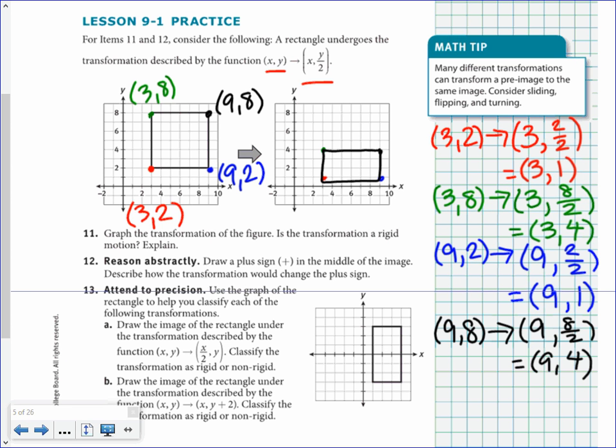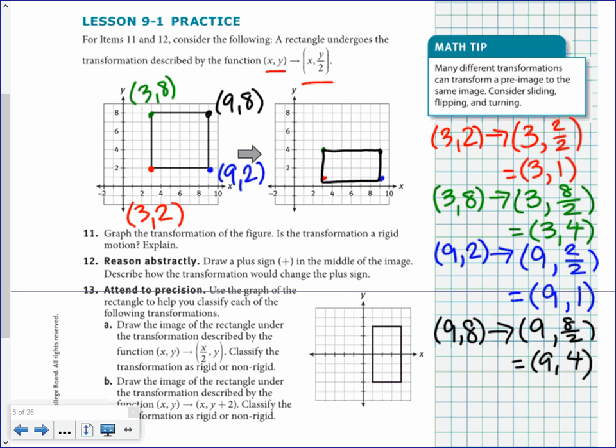So is that a rigid transformation? No. The figure changed size, it changed shape. It's not the exact same anymore. It was a square, now it's a rectangle. So that is not a rigid motion.